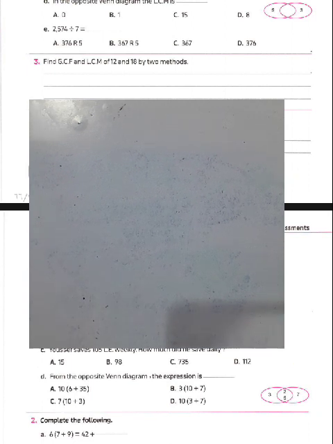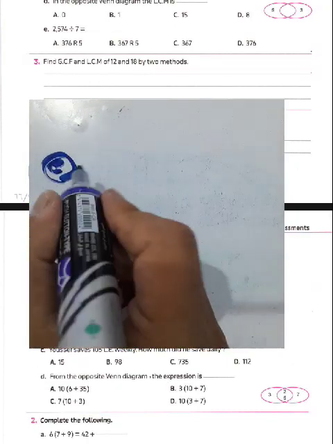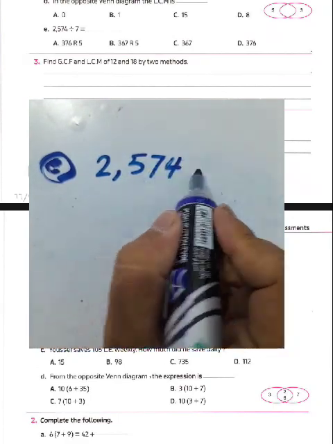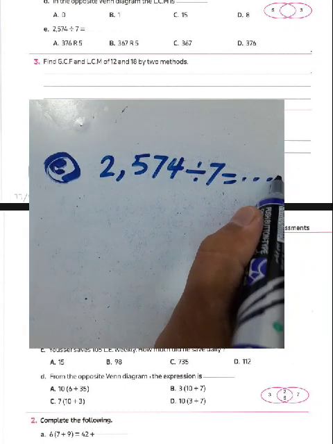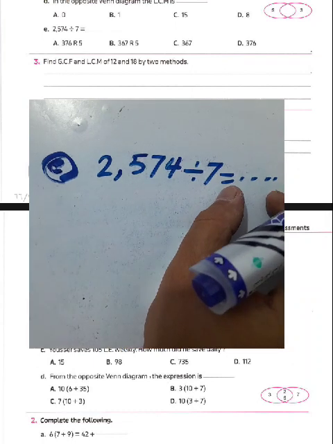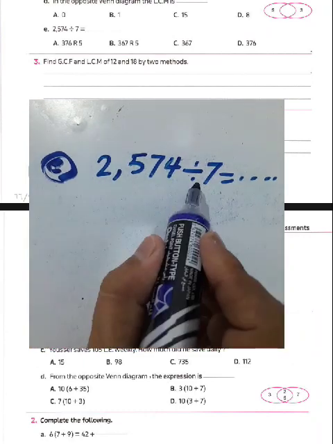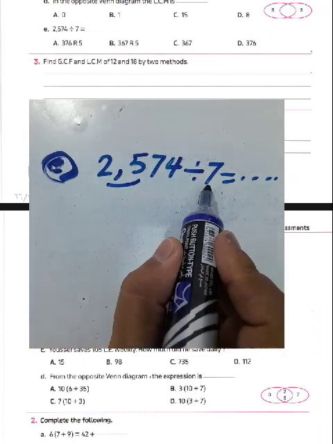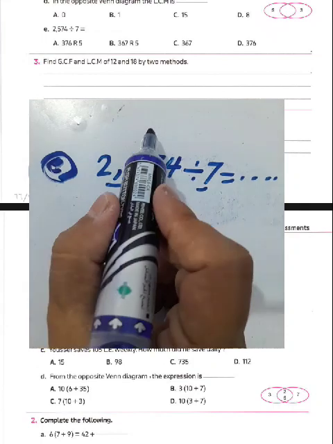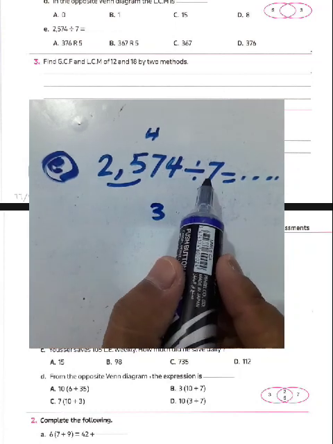Complete with me about letter E. 2574 divided by 7 equals what? We can find the quotient in this example. Look with me. 2 divided by 7, we can't do it. Then 25 divided by 7 equals what? We know 3 times 7 equals 21. And remember 4, right? 4 here, up, it will be 47. 47 divided by 7 equals what?